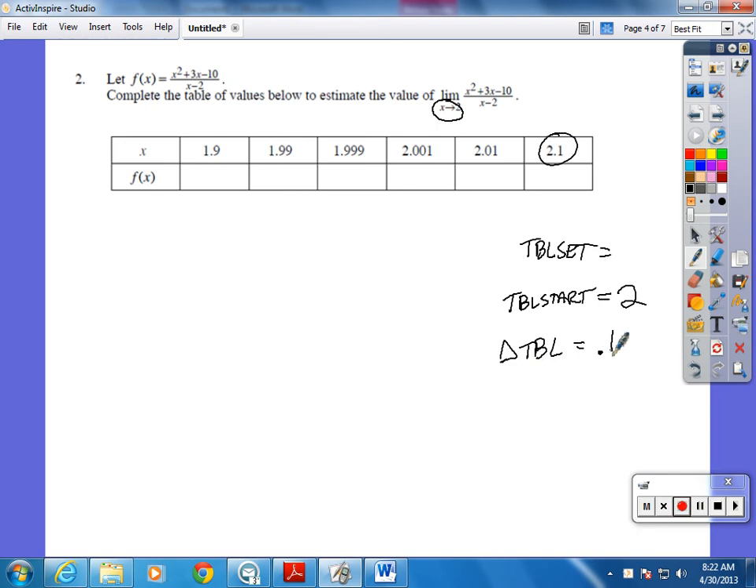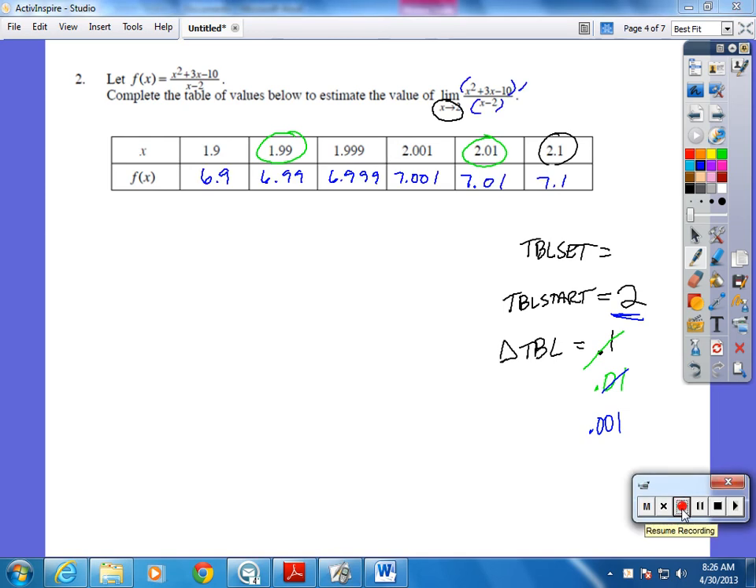And when you go to your table then, you're going to get a value for 2.1 and a value for 1.9. And then you want to go back in and change that to 0.01. And that'll give you a value for 2.01 and 1.99. Okay, and then you want to go back one last time and change that to 0.001. Every time, make sure you're starting at 2, and that'll give you a value for 1.999 and 2.001. Once we have all those values filled in, we can determine the limit.